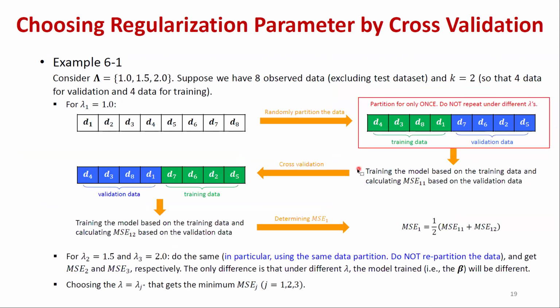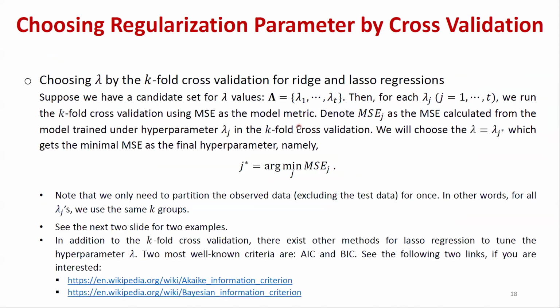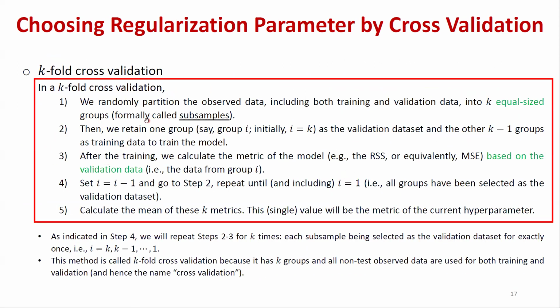So, okay, now after these 2 examples, you go back to the steps here. It's going to be easier. First of all, you retain one group, say the last group, as the validation data, and the other groups as the training data. Calculate the MSE, the metric, let's say MSE here, based on the validation data. Then cross-validation, which is you set the I minus 1th group of the data to be the validation data. Calculate the MSE, and repeat with I minus 2, until every group of the data is selected to be the validation data.